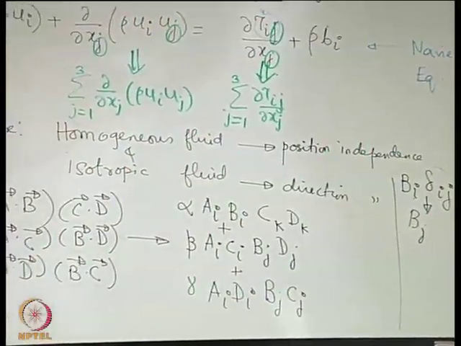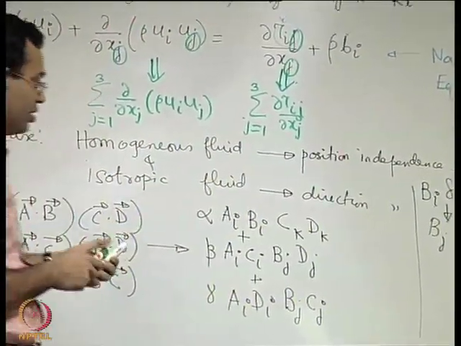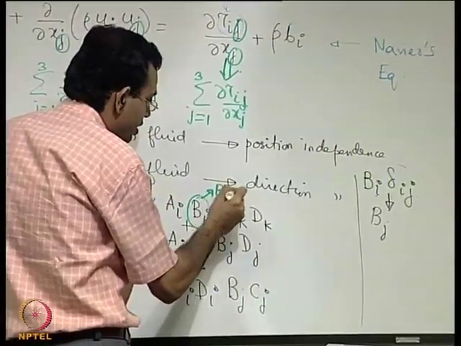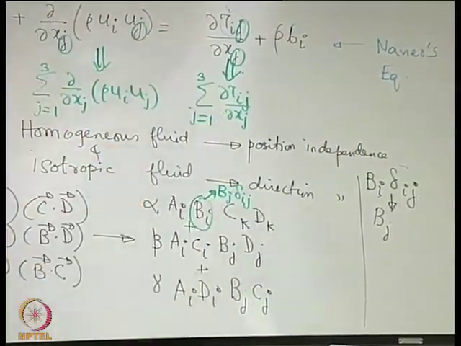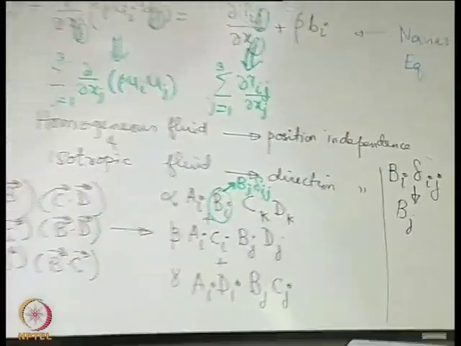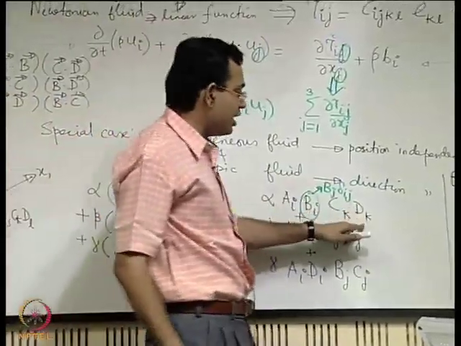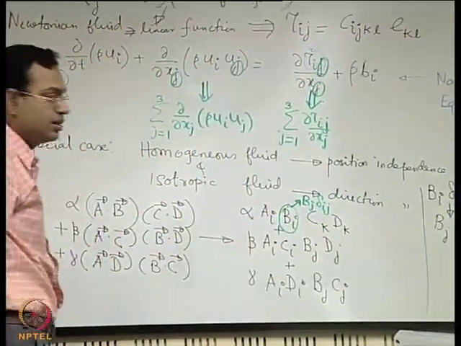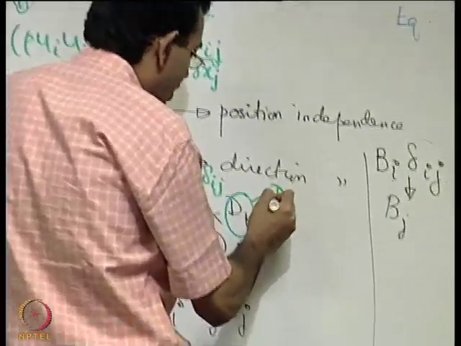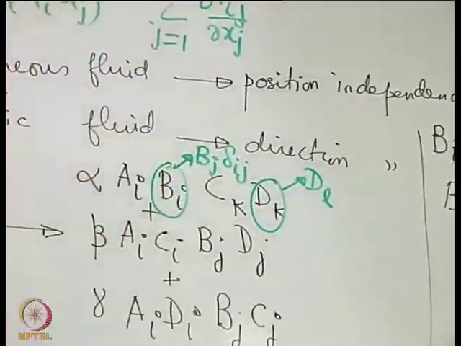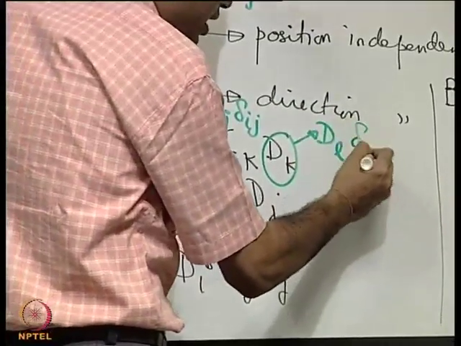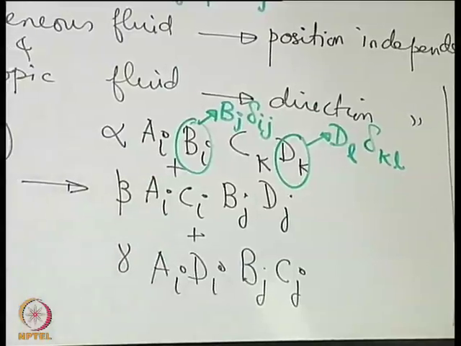So, we will use that switching of index here. This B_i, we will write B_j into delta_ij. We will keep C_k, because that is what we want. We want to convert D_k to D_l. So, what we will do? We will have D_l into what? Delta_kl, right.